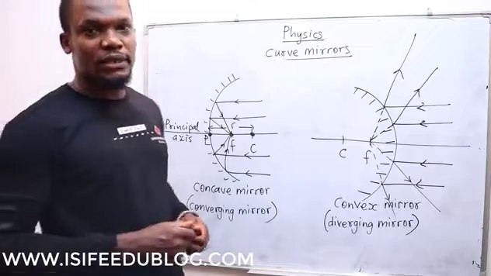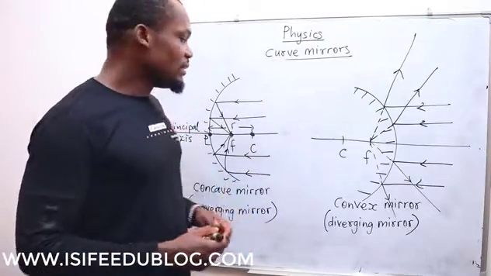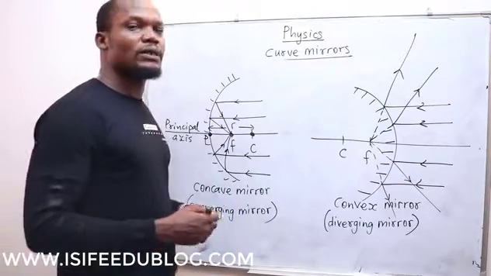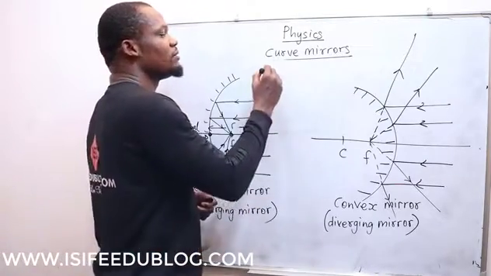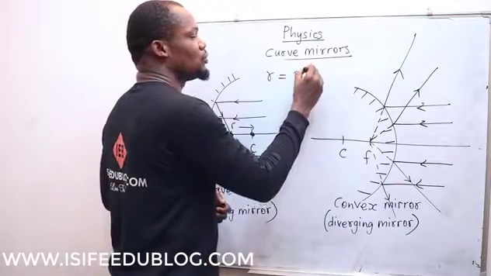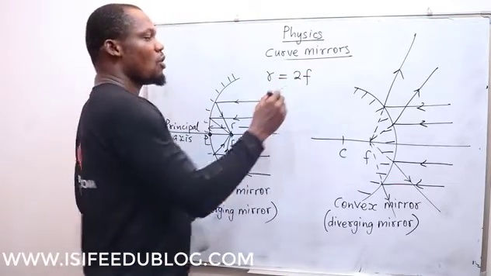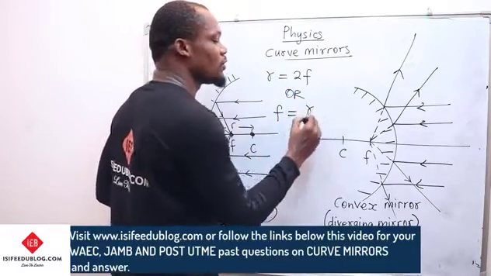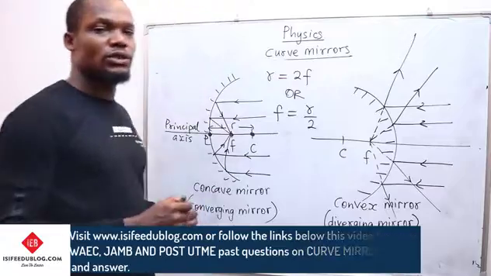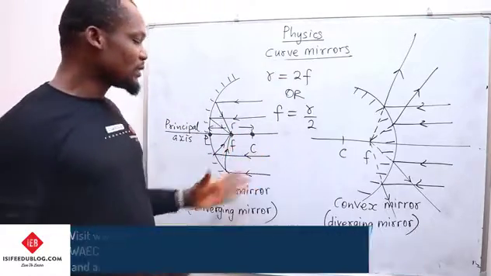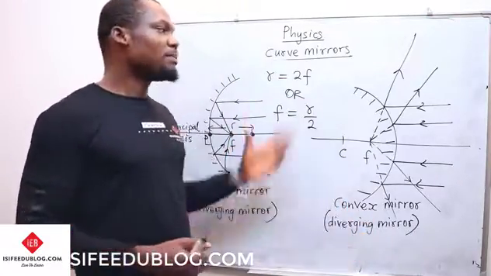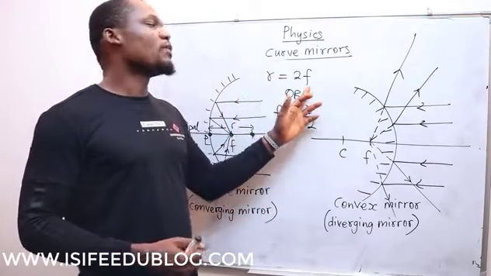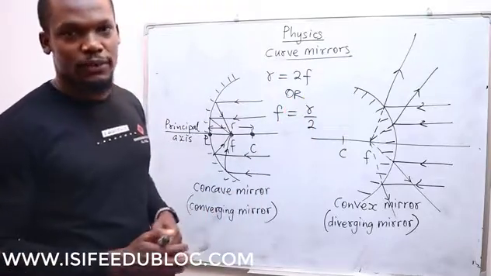It is very important that we note that the relationship between the radius of curvature of a curve mirror and the focal length is that the radius of curvature equals 2 times the focal length. Or we say the focal length is the radius of curvature divided by 2. So in future, when we start to do calculations under curve mirrors, they can give us the radius of curvature and we need the focal point. We just divide the radius of curvature by 2 and get the focal point.